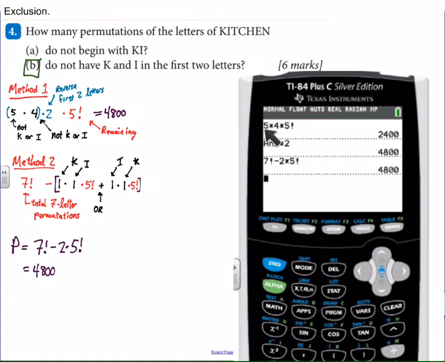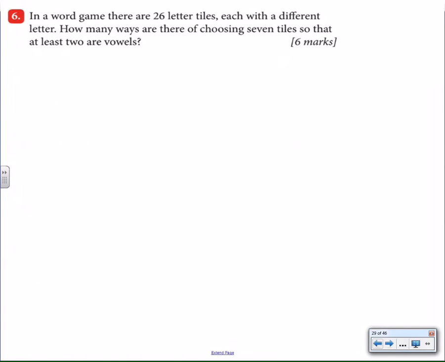First of all, 5 for the first letter, 4 for the second letter, 5 factorial for the remaining tiles, and then I consider that 2 different ways because the first 2 letters could be K then I, or I then K. And then the other one is just taking all the elimination. So now that you have that in mind, it could be a lot easier to use the elimination method, and it's a lot less painful.